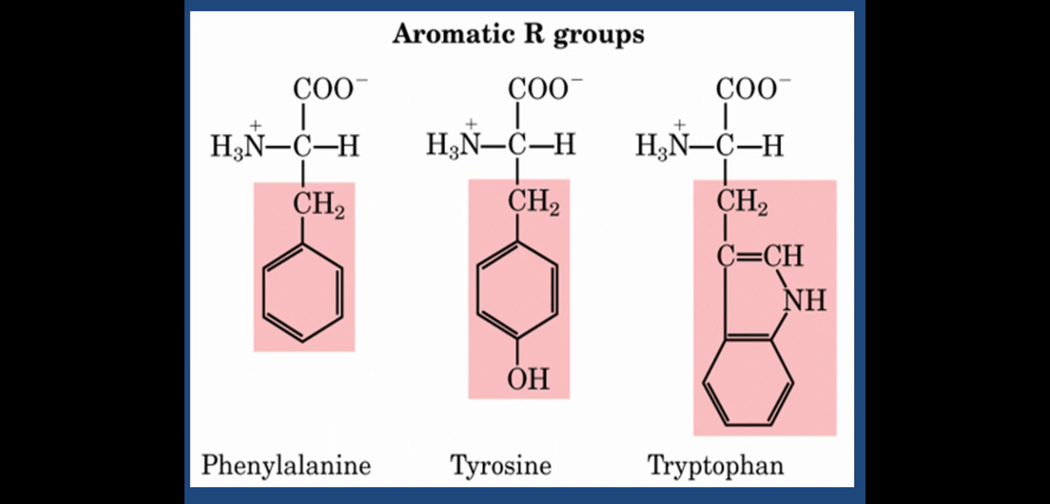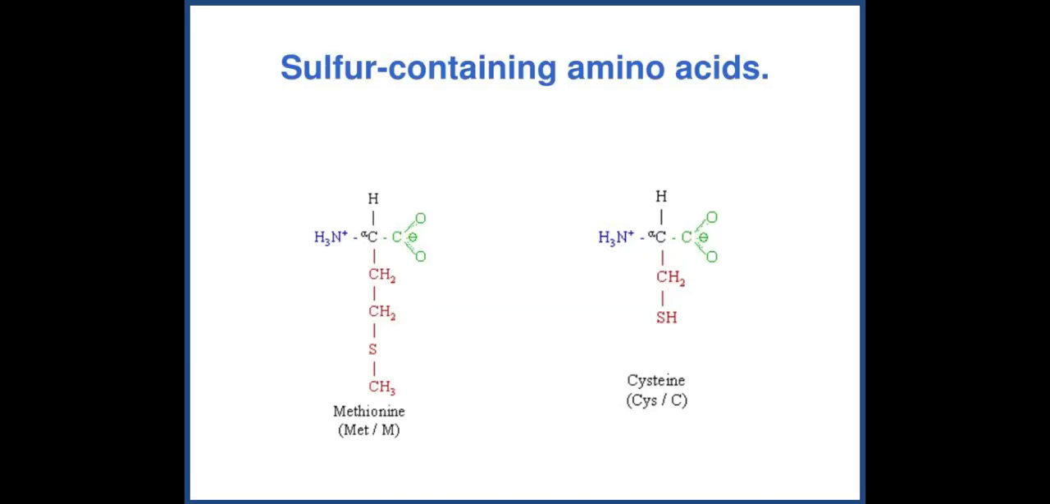Sulfur containing amino acids. Two amino acids, methionine and cysteine, possess a sulfur atom in their side chain. Methionine is an essential amino acid and it is also important as a donor of active methyl group. Methionine is a methylation product of cysteine.